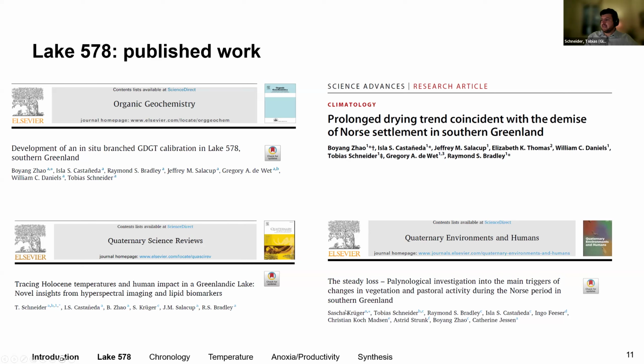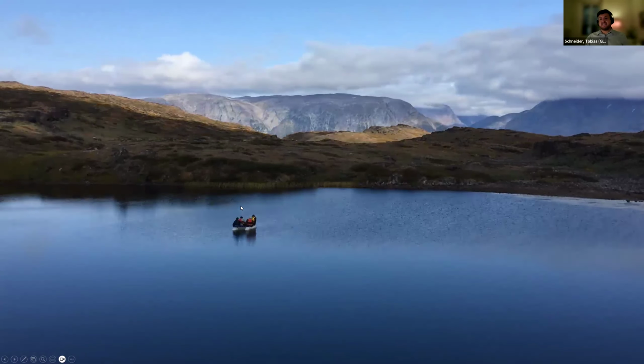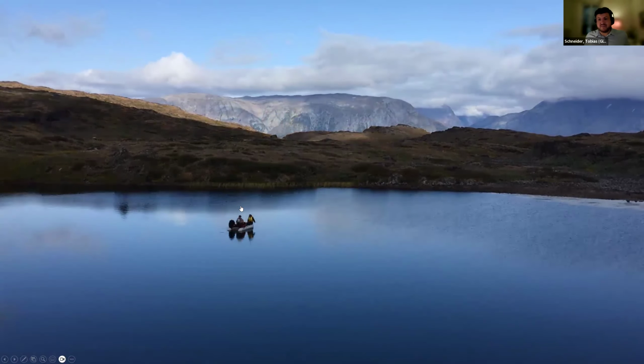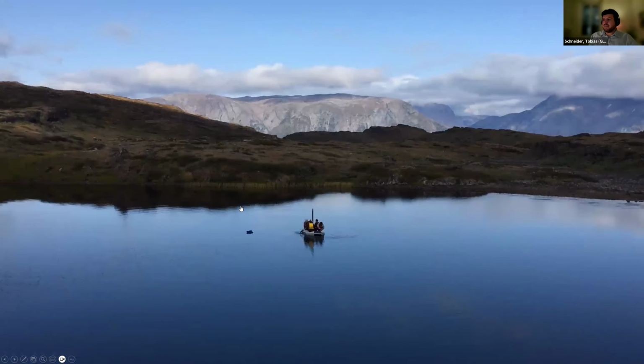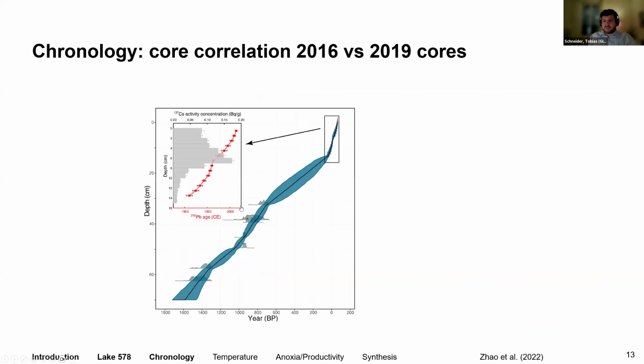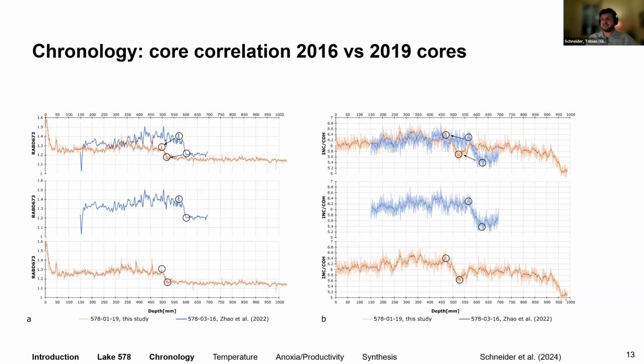And recently, there's also a palynological study that zoomed into the Norse period. Now we took the sediment core for our work in 2019. The other sediment cores were from 2016, from Lake 578. And as the other cores already have been dated and published, we could do a cross-core correlation in order to project the age model from the 2016 core to the 2019 core.